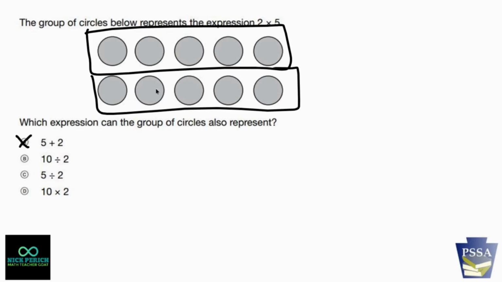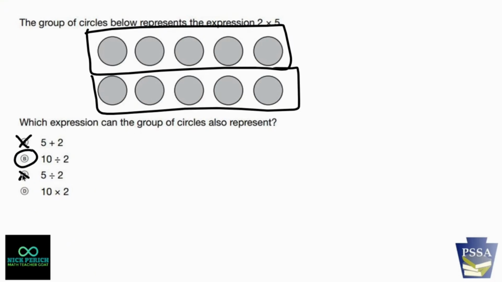If I have 10 total circles and divide by 2, another way of viewing that is saying I want to take 10 total objects and split them into 2 groups. And we know that 10 divided by 2 is 5, and so 5 would go into each group. So B could also represent this picture.